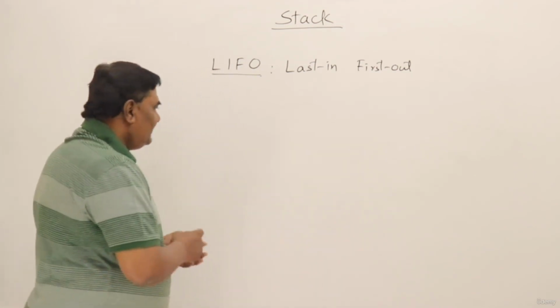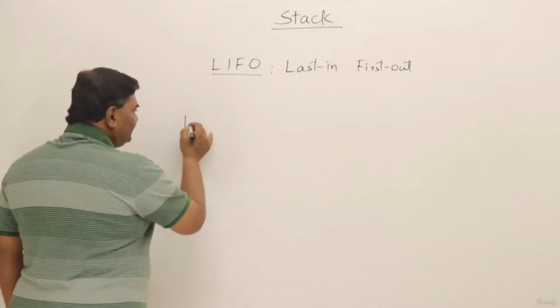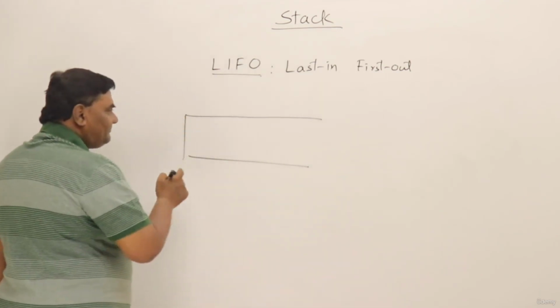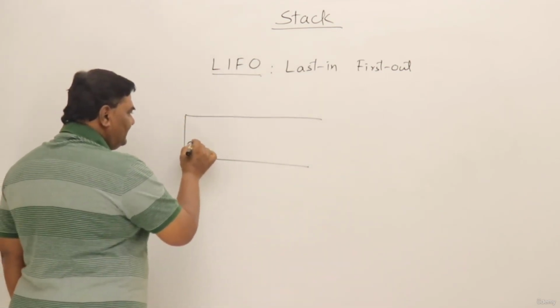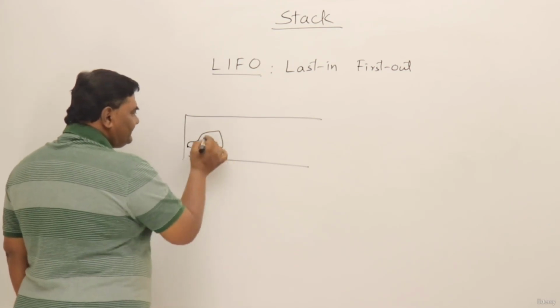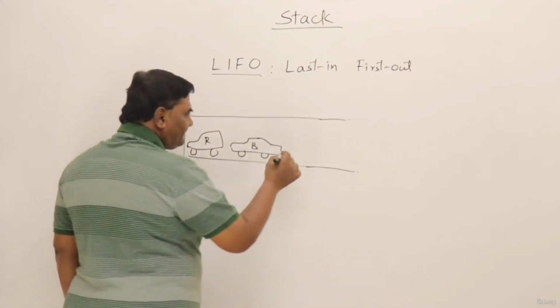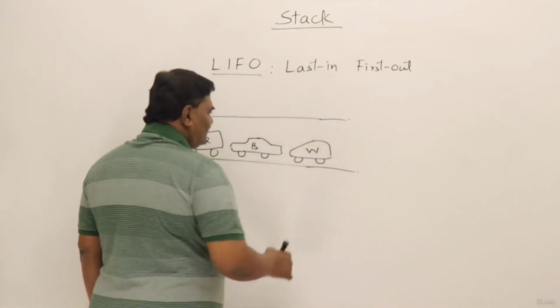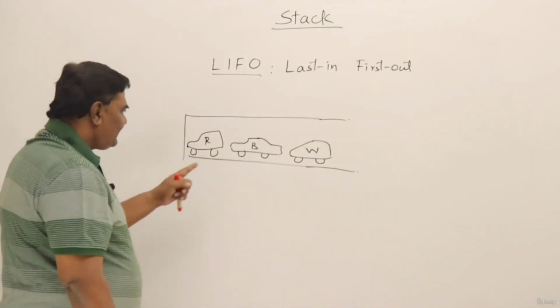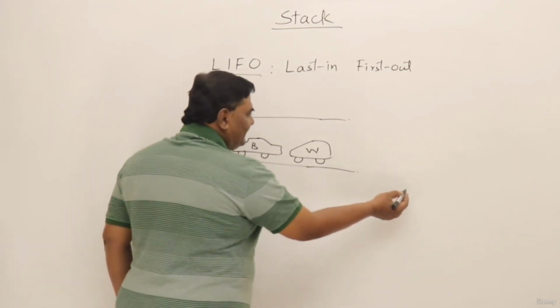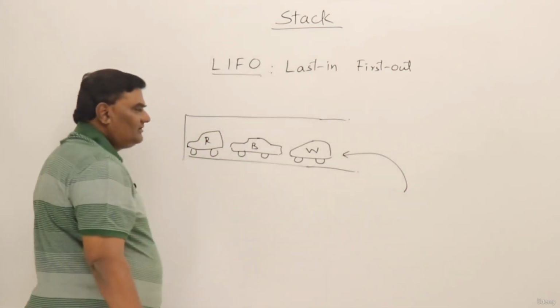One example: suppose there is a dead end lane, and in this lane cars are parked. Suppose there is a first car, this is a red color car, this is a black color car, this is a white color car. This is a dead end lane and 3 cars are parked here. So it means they are brought inside this lane from this direction.